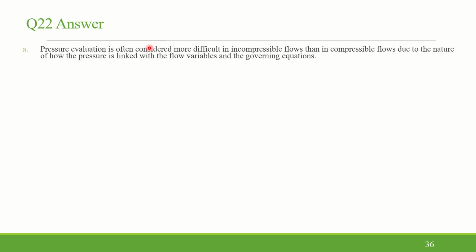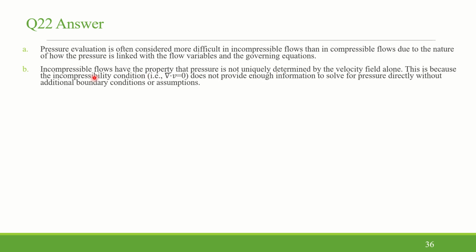So, pressure evaluation is often considered more difficult in incompressible flows than in compressible flows due to the nature of how the pressure is linked with the flow variables and governing equations. And option B, incompressible flows have the property that pressure is not uniquely determined by the velocity field alone. This is because the incompressibility condition del dot V equal to 0 does not provide enough information to solve for pressure directly without additional boundary conditions or assumptions.